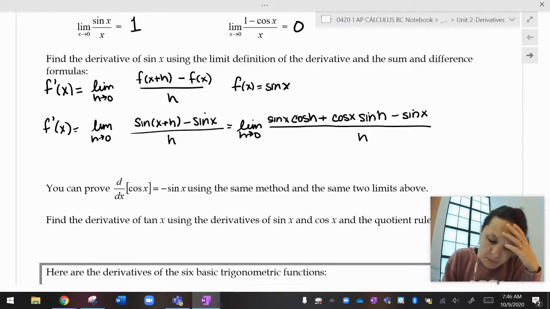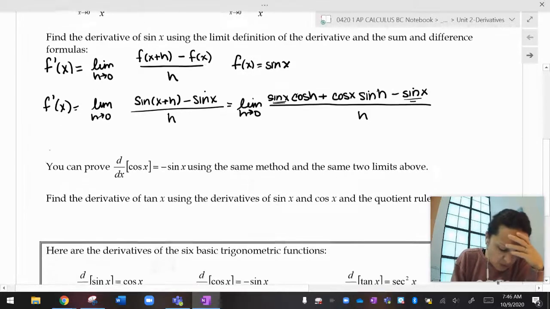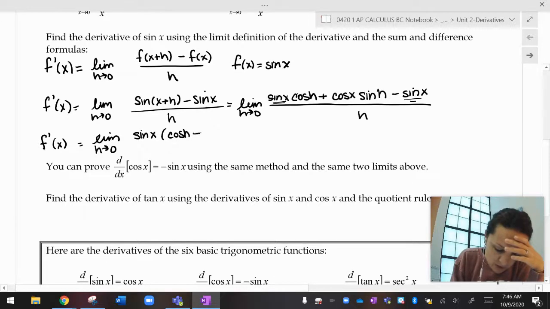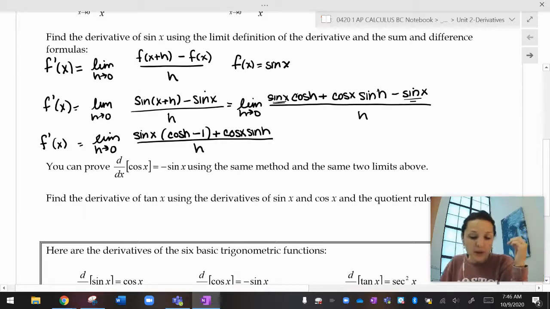Well, I have a bunch of things here where I have a sine x here and I have a sine x there. So what I can do is rewrite that in factor form and have the limit as h approaches 0 of sine x times cosine h minus 1, plus cosine x sine h, all over h. Okay, so what I did is I pulled the GCF of sine x out of the first and the last term, and then I just kept the middle term the way it was. And then just to save a little bit of space, what I'm really going to do with this is split it into two fractions here.